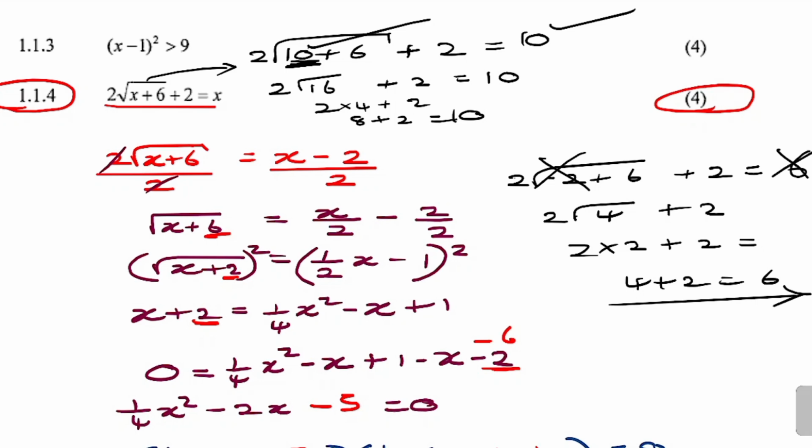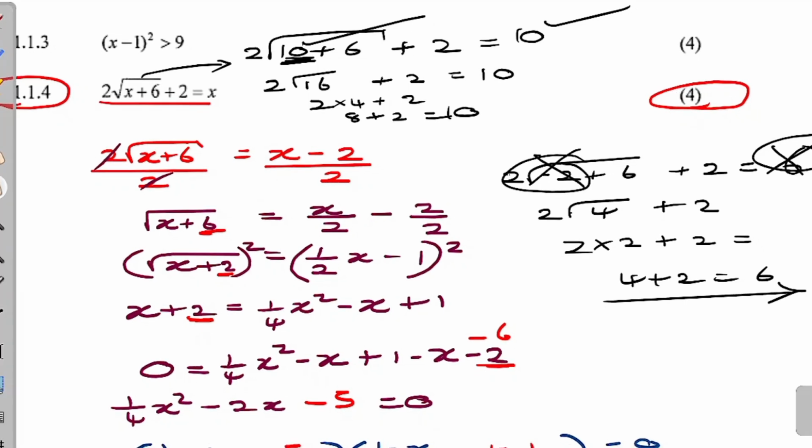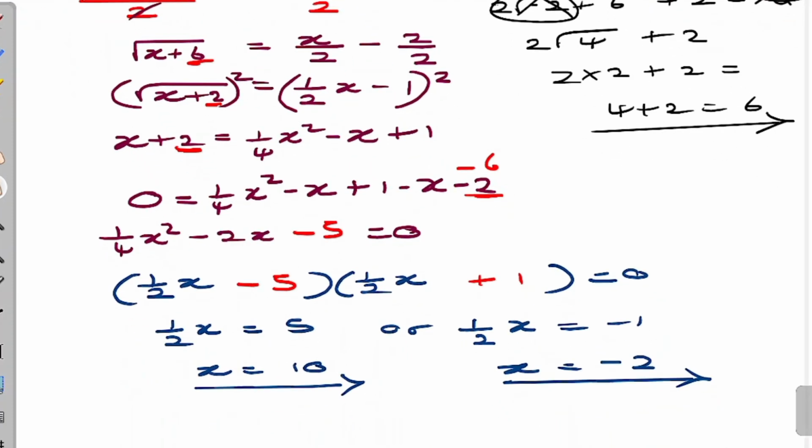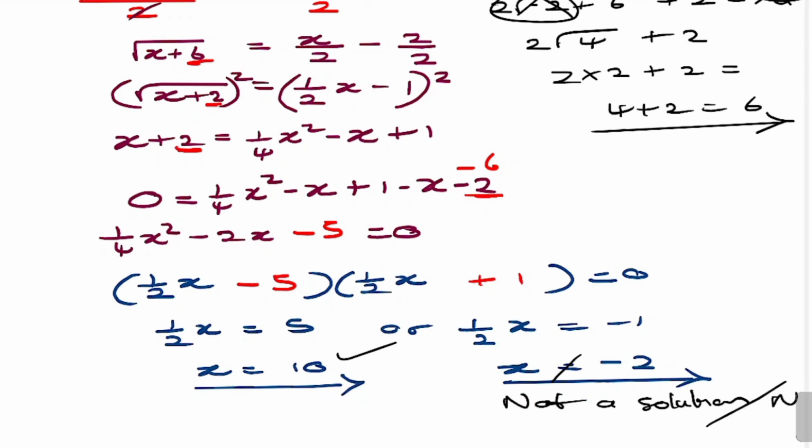You can see that it is not the same, right? Our x was supposed to be minus 2, the answer of this expression was supposed to be minus 2, but we have 6, meaning that the minus 2 does not qualify to be our x value. Therefore, we can say that only x is equal to 10 is the solution, and this one is not a solution. Or you can just say not applicable, and it will be fine.